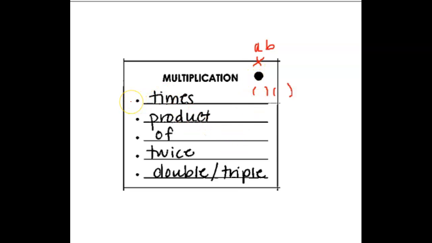Okay, so our symbols for multiplication are times, product of, twice, double, and triple. Okay. Double obviously means multiplying by 2, right? Triple, 3, okay? That is multiplication.